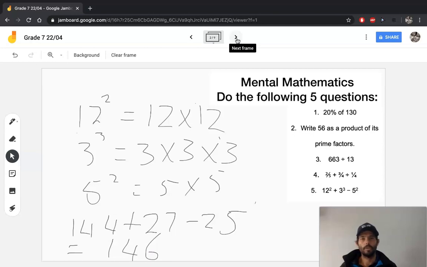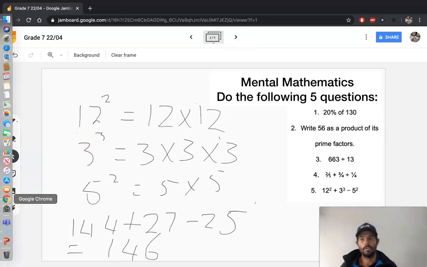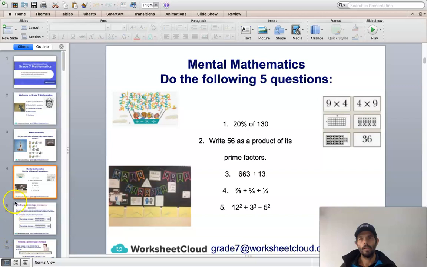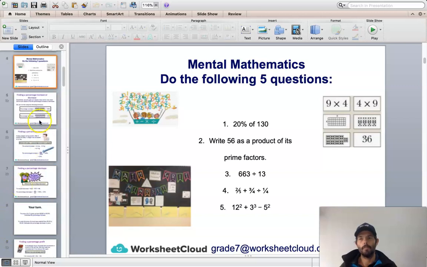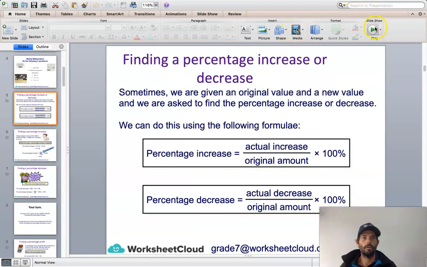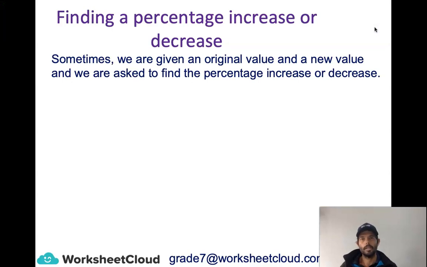That's your mental maths questions for today. I hope you guys are remembering the previous topics and content that we're covering. And don't forget to do the activities that we've set for you online just to consolidate whatever you've learned in your lesson today. So today we're going to have a look at percentage increase or decrease.